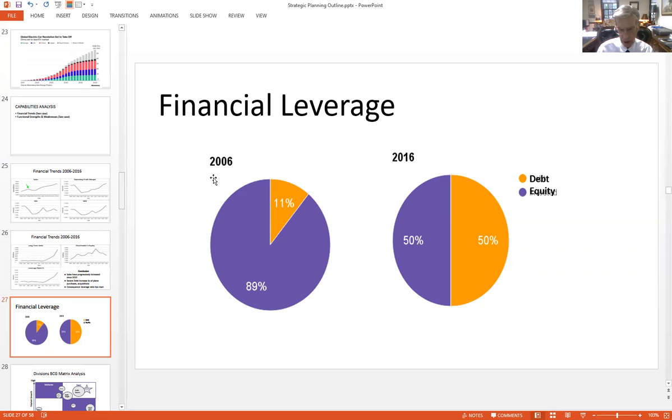Leverage is a measure of financial risk. Generally speaking, if we have extreme financial risk, and we're approaching that here, but not to the point where it's life-threatening. But if this pie chart reversed, so that in 2006, 11% of capital were equity and 89% were debt, that would be extreme financial risk.